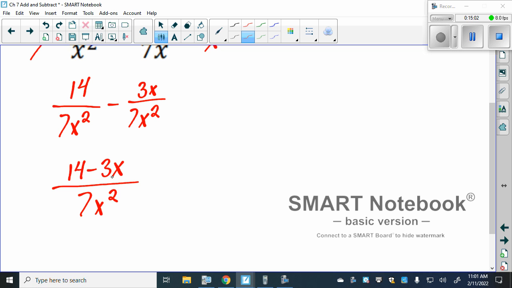Now, before we can say we're done, do the 14 and negative 3x have any greatest common factors? Well, no, because 14 and 3 don't have any greatest common factors. Both of them don't have an x. So that there is as simplified as it gets. And that's all we have to do for this.